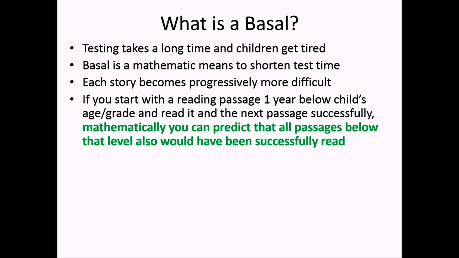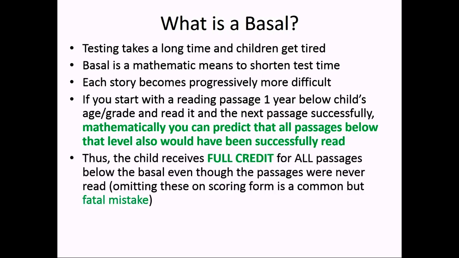If they can read that passage successfully, then you would assume, so they started on passage number 4. If they read passage number 4 successfully, then you would assume that they could have read passage 3, 2, and 1 successfully. So you give them credit for the points available for passage 3, 2, and 1, even though they never actually read those passages. They receive full credit for all passages below the basal, even though the passages were never read.